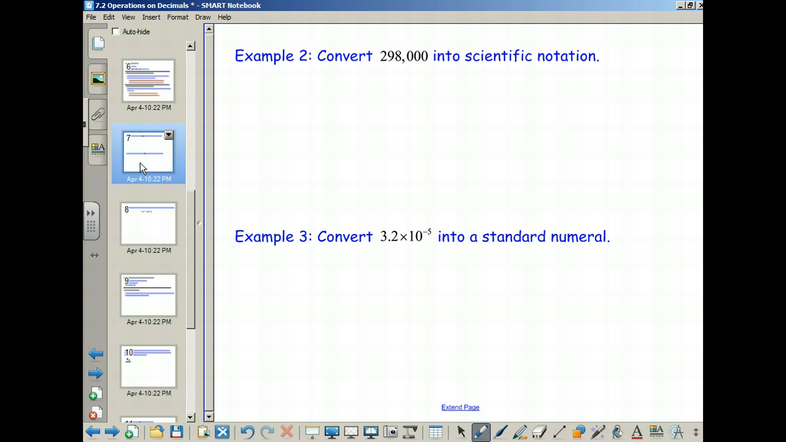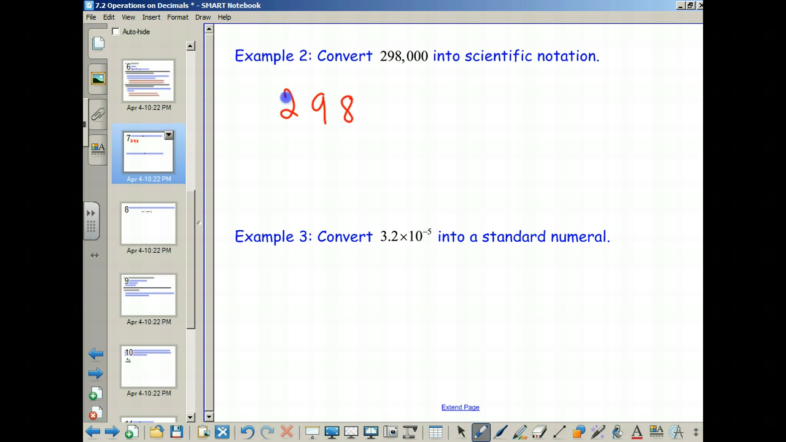So let's take a look. We're going to convert this one into scientific notation. So somebody tell me first, is it a big number or a small number? It's a big number, right? 298,000, and if you don't think it's big, then you can hand me that much money. I'll take it. So it is a big number, yeah? So I'm going to write the number out without the zeros. And you tell me where my decimal point goes.